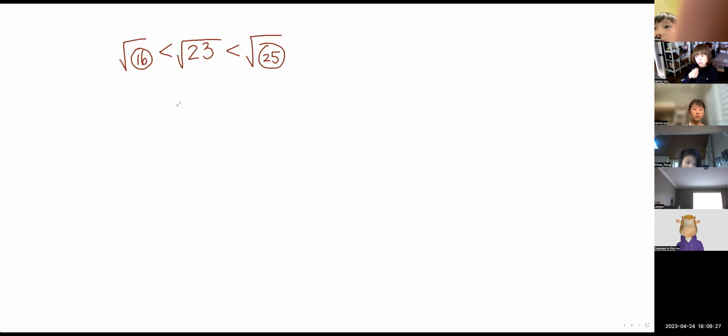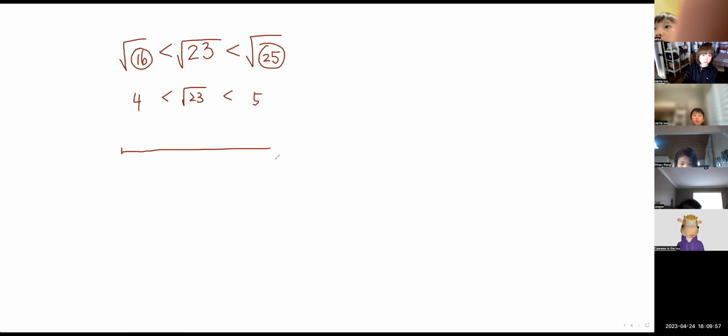OK, I see Carrie Lu sent it to me, and Ethan Pang also sent it to me. Very good. OK, so let's take a look at this one. So how do we do this? So let's see if Carrie and Ethan get it right. Ethan is again the first one who sent me the answer. Okay, so 4 is smaller than square root 23 and smaller than 5.